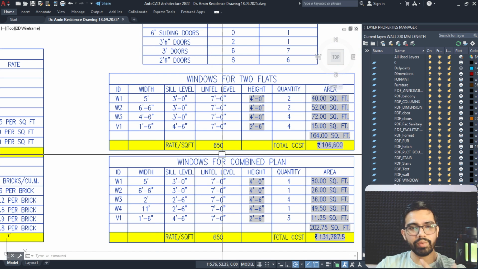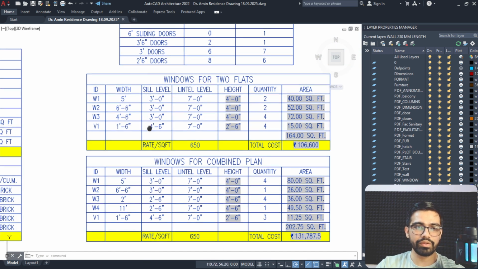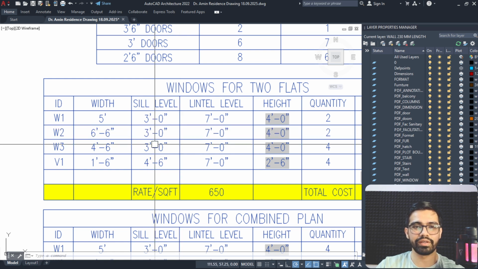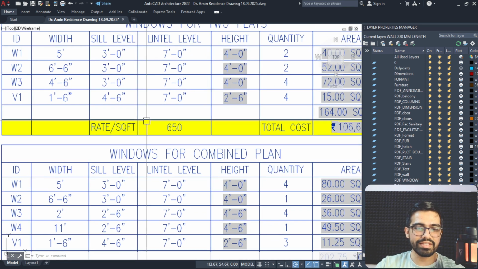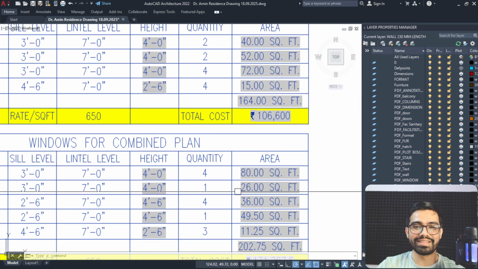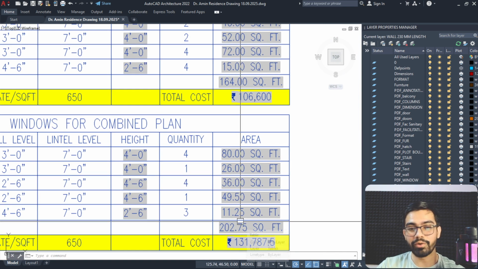Next would be windows. Now, the original plan has very less number of windows and also they are smaller. In my case, I've got very wide windows, ribbon windows. I've got some tall windows near the beds. So that makes our area a bit more.